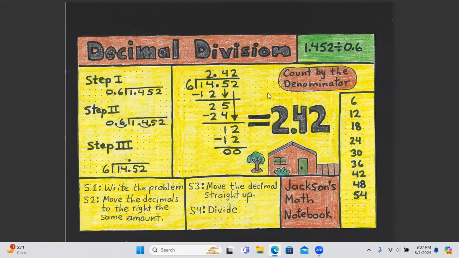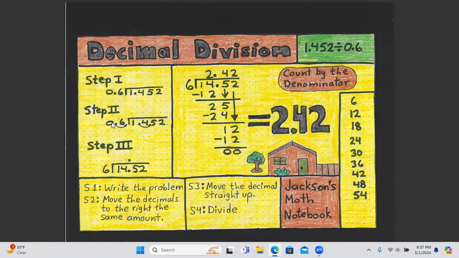And the first thing we're going to do is just simply write it down. And that's what we did right here in step one, in which we have 1.452 as the dividend. The dividend is always inside the division box, and 0.6 is the divisor. And we wrote it down, and in step two, we're going to move the decimal point over.